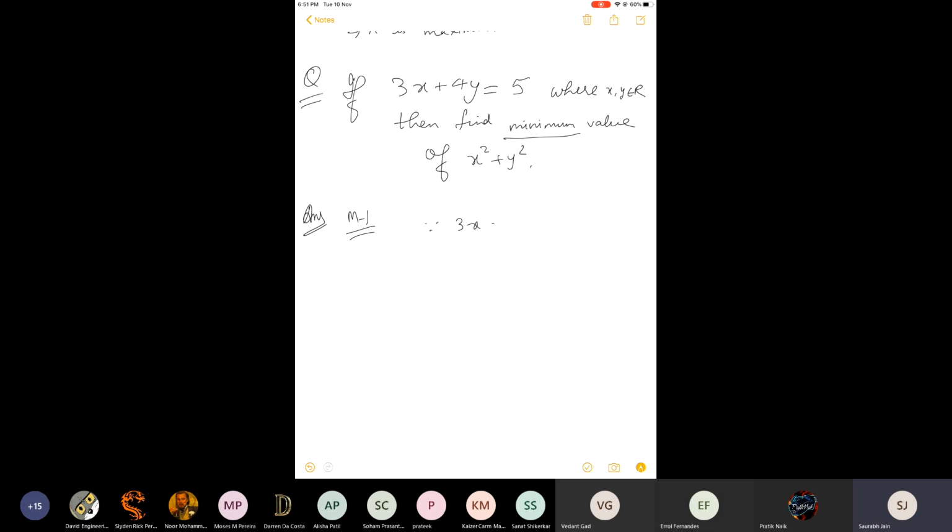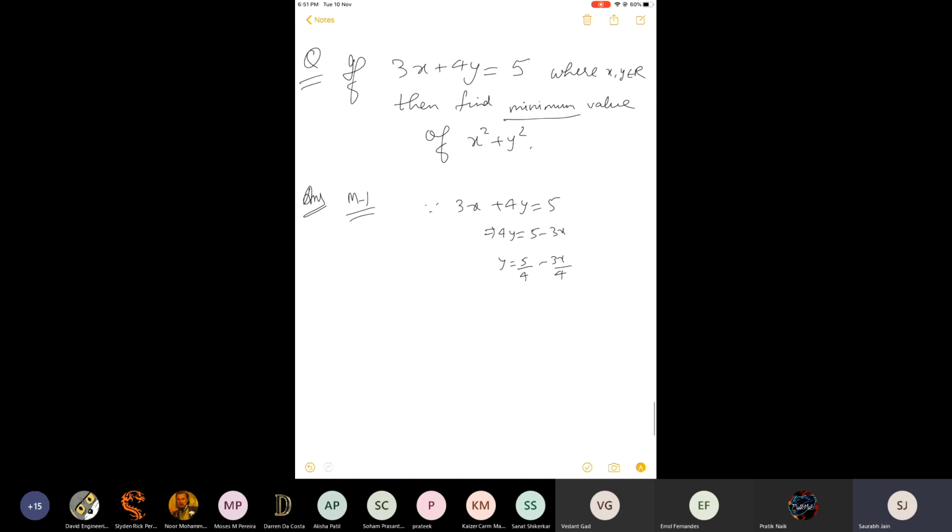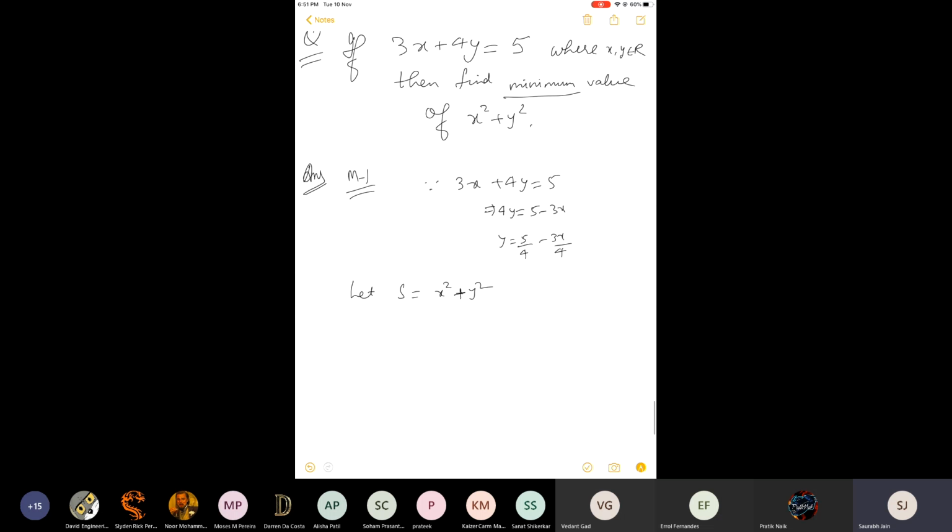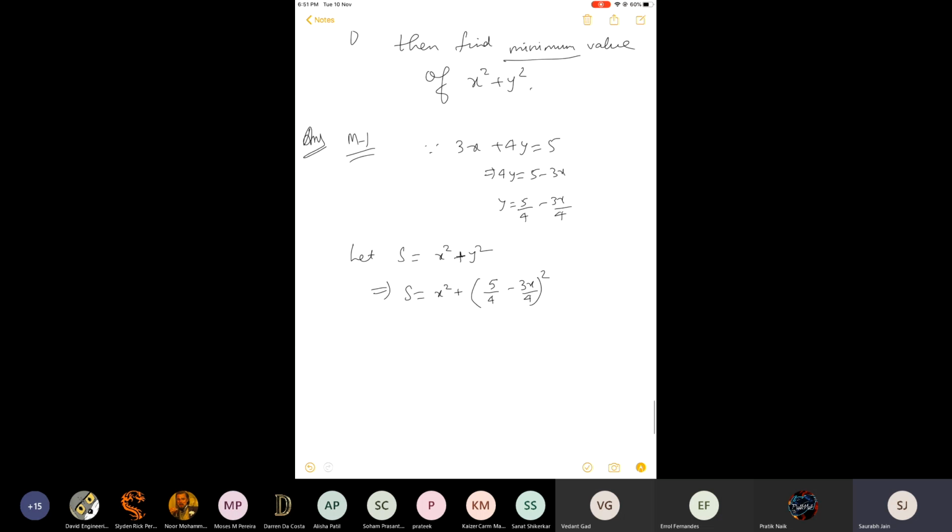Since 3x plus 4y equals 5, why is this equation given? So that I can write y in terms of x. Now, to this simple question, no language, simply an equation is given, find the minimum of this. Let us say this expression is s, as it is some addition. It has to be minimized. But before that, we substitute the value of y. If you want, you can further simplify this.